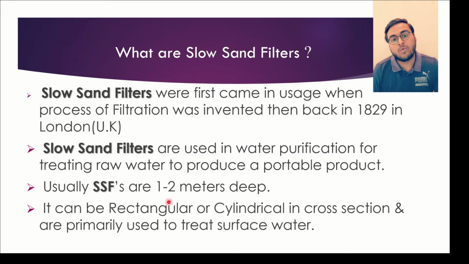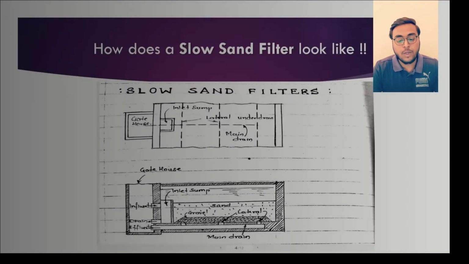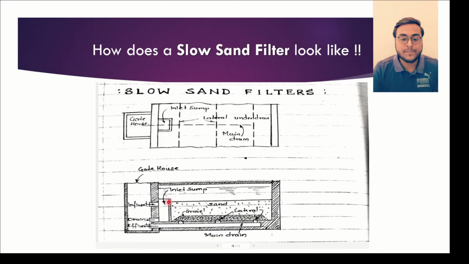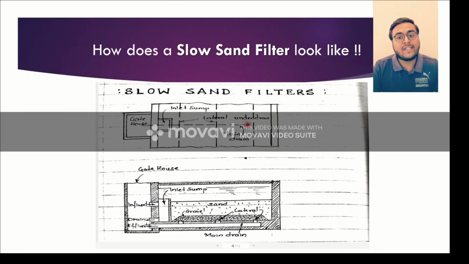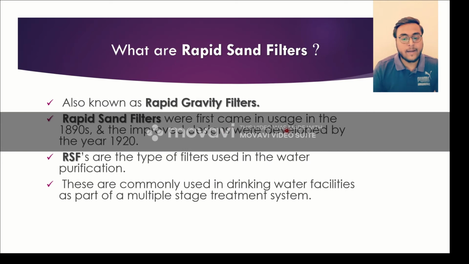Usually slow sand filters are 1 to 2 meters deep, and the shape is rectangular or cylindrical in section, and they are primarily used to treat surface water. So what do slow sand filters exactly look like? The one which you see at the top is the top view and the second which you see here is the side view. So this is how the slow sand filter looks.